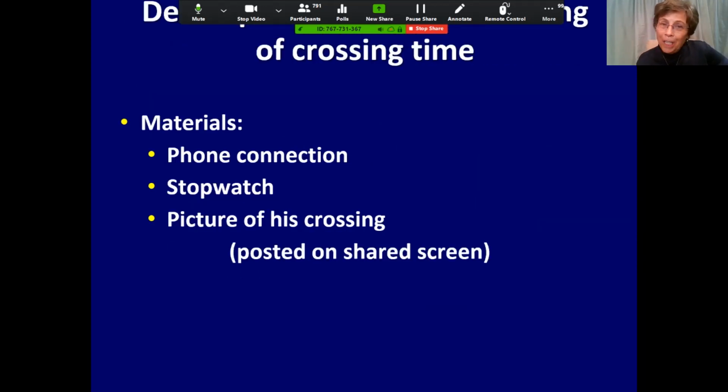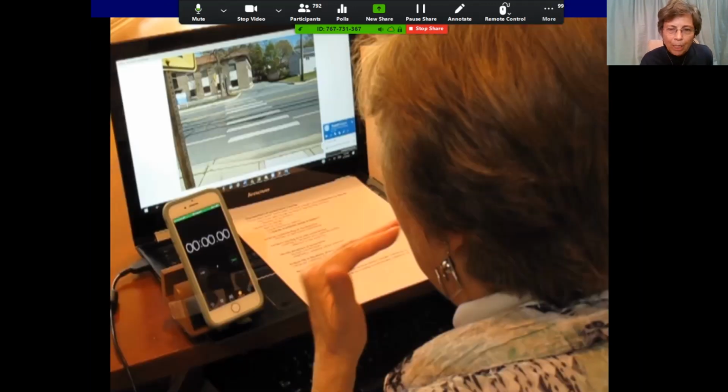So we're going to look at videos of the training, and the first one we're going to start with is developing his intuitive understanding of his crossing time. The materials I used for this were a phone connection, a stopwatch, and a picture of his crossing that we posted on the shared screen. So we're going to see a video of the instruction. I've got my cell phone used as the stopwatch, and we're looking at the picture of his crosswalk.